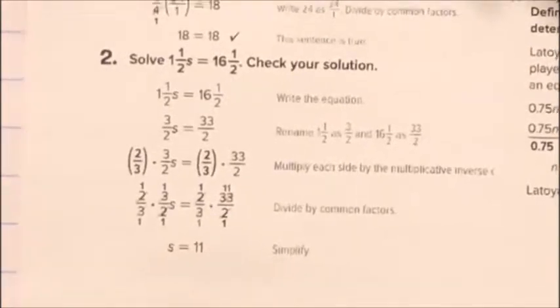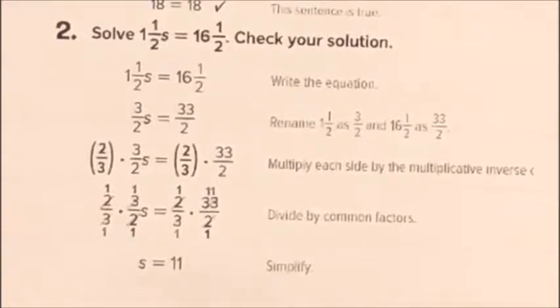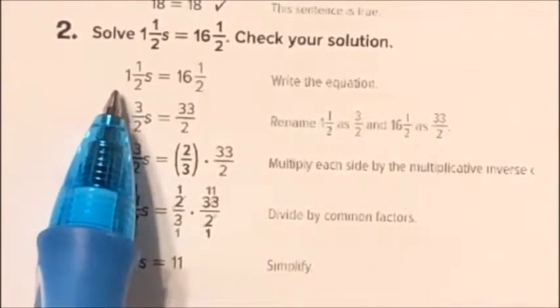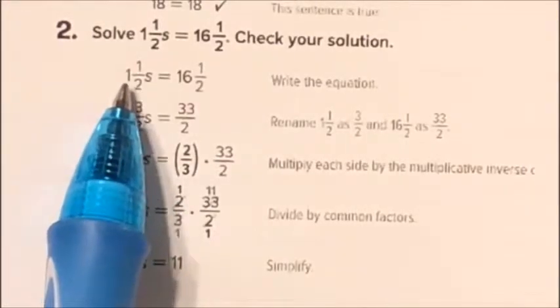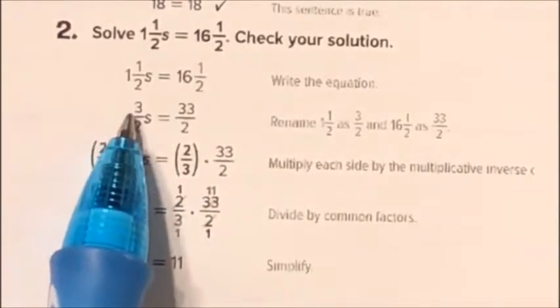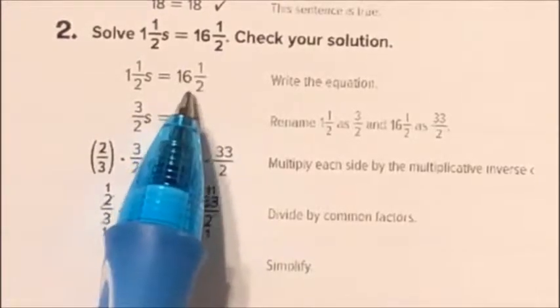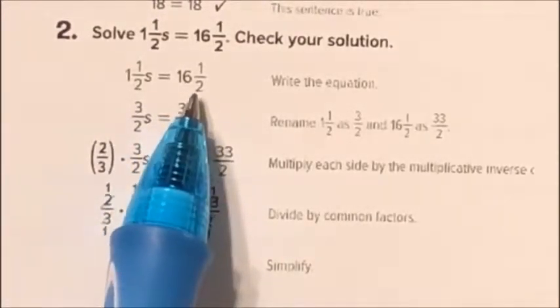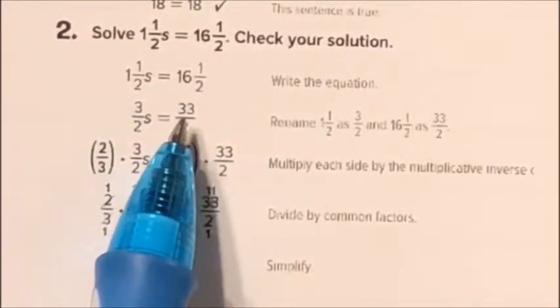Number 2 says solve 1 1/2 S equals 16 1/2. Check your solution. Okay. So the first thing I want to do is change 1 1/2 to an improper fraction. I multiply 2 times 1, which gives me 2, plus 1 gives me 3. So I have 3 over 2. So I get 3/2 S equals, and I change 16 1/2 to an improper fraction. 2 times 16 gives me 32, plus 1 gives me 33.